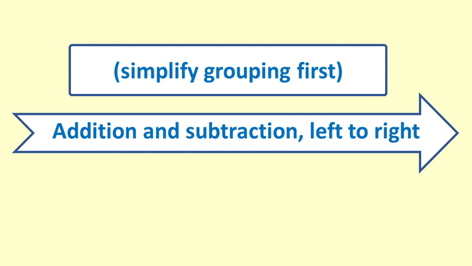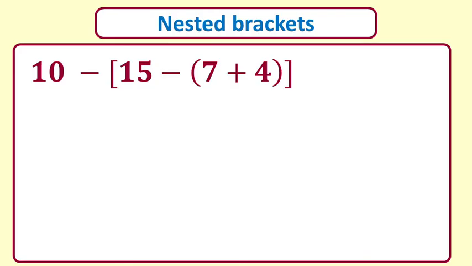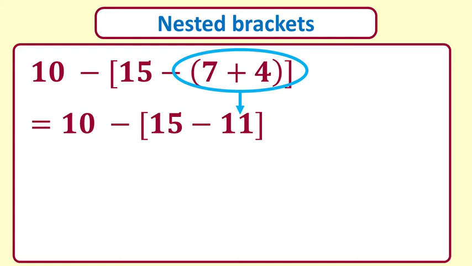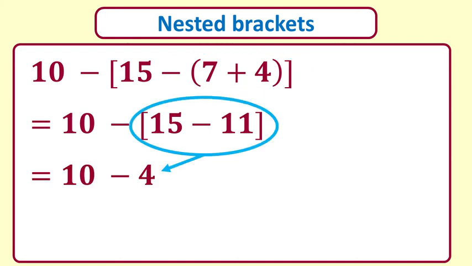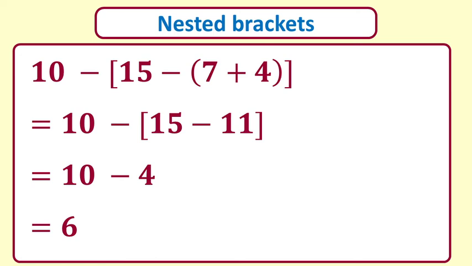The rule or convention is that we calculate the expressions in groups first and then proceed with addition and subtraction left to right. If there are several sets of parentheses or brackets, we start on the innermost group and work out. Brackets or parentheses inside each other are known as nested. For example, 10 minus brackets 15 minus brackets 7 plus 4 close brackets close brackets. The innermost group is the 7 plus 4, which we calculate to be 11. Next we find 15 minus 11, which is 4. Finally 10 minus 4 equals 6.